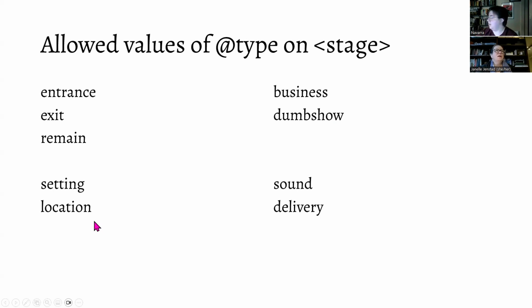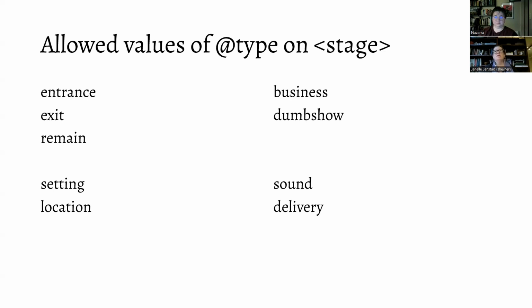Then we have setting and location, which have something to say about the geography of the stage or the imagined geography of the stage. And those are really tricky, so I'm going to come back to them. Business and dumb show describe some kind of action that accompanies text in the case of business, or happens without text. We debated for a long time about the terminology dumb show.